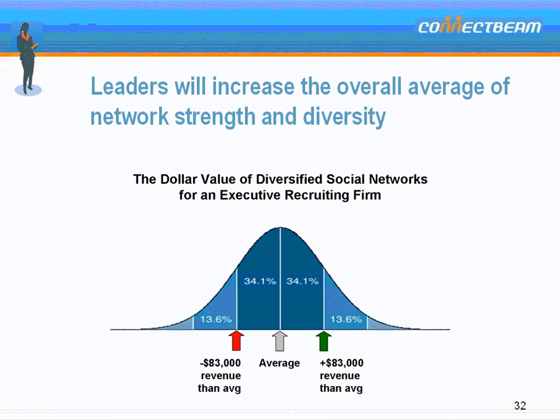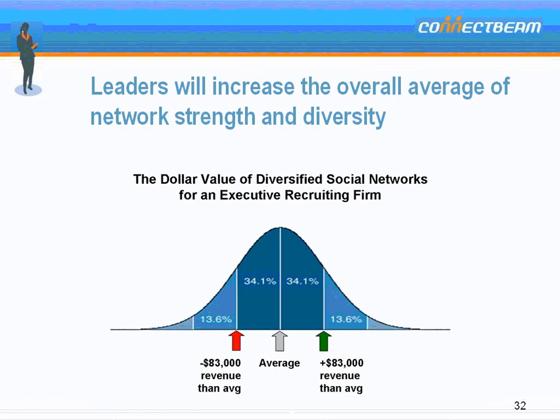Now, leaders, and when I talk leaders, I'm talking organizations, will increase the overall average of network strength and diversity. This graphic plots the results of that study I just referred to on a normal distribution curve. What leading companies will do is not simply rely on their outlier performers. That's always going to be the case, people that are better plugged in and have better information sources, and they're important. But the leaders are going to institutionalize these ideas of improved network strength and diversity.